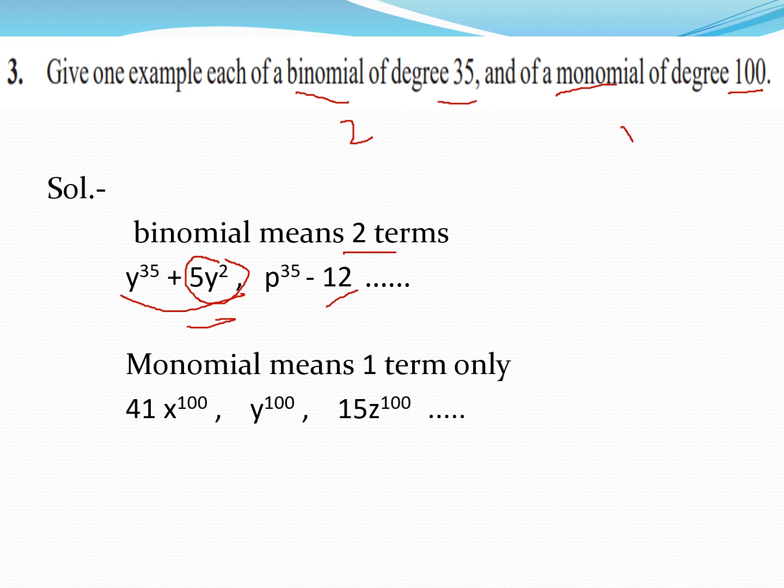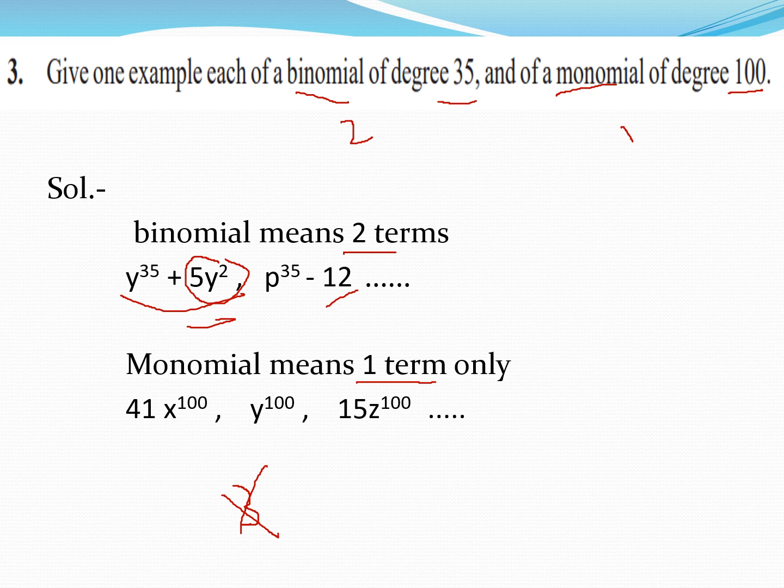Now second is monomial. Now we know monomial means one term only. That means we have to take only one term, and the degree should be 100. That means we cannot take a constant polynomial. Suppose I have taken constant polynomial 3, if we have a constant polynomial, then we cannot show the degree 100. So we cannot take a constant polynomial. We have to take a monomial because it is written monomial.